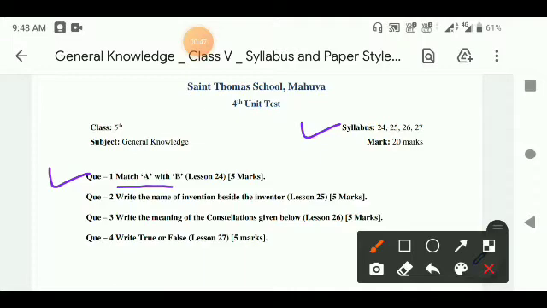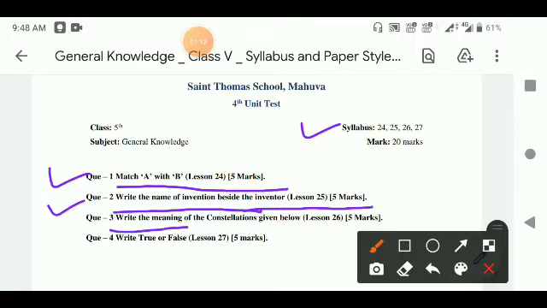Question 1, match A with B from lesson number 24. That is clearly written here. So you can prepare match A with B from lesson number 24, and it is of 5 marks. Then question number 2, write the name of the invention beside the inventor. That is also given. So study lesson number 25 for these questions. Then write the meaning of the constellation given below. These are given in lesson number 26. So you can prepare this type of question from lesson number 26.